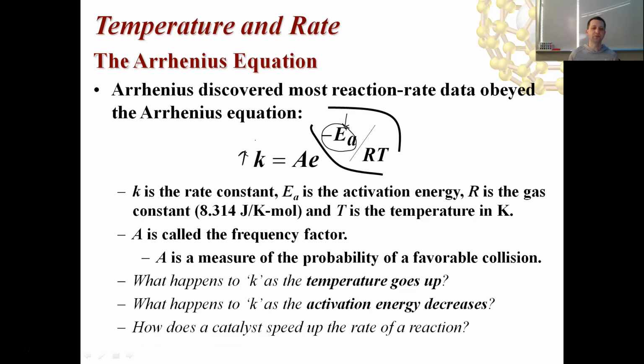Pretty straightforward stuff. So how does a catalyst speed up the rate of a reaction? Well, catalysts lower the activation energy. So they speed up the rate of reaction by doing that. And we're going to look at some different pathways involving catalysts in a couple minutes.